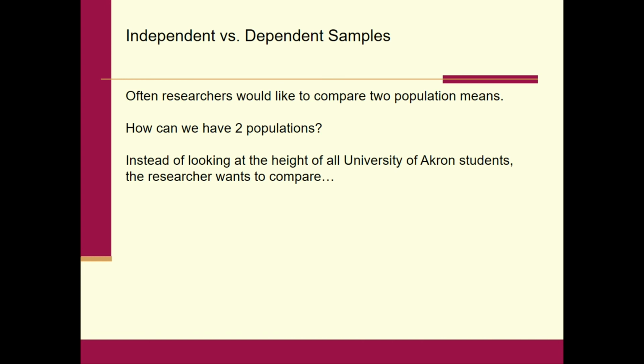Well, here's an example. Instead of looking at the height of all University of Akron students, the researcher wants to compare the heights of all University of Akron males versus the heights of all University of Akron females, on average. Notice that we have simply two distinct groups that the researcher has defined. Instead of looking at all University of Akron students, the researcher decided to separate it between males and females. So now we have two distinct groups, and as long as we have two distinct groups that the researcher has defined, we have two populations.